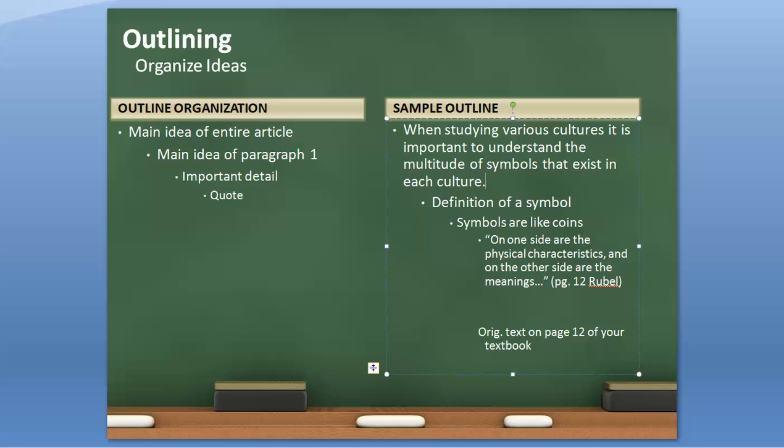Again, we're beginning with the main idea of the entire article. So when studying various cultures, it is important to understand the multitude of symbols that exist in each culture. I would say that's the main idea of the article. Then I move on to, and again, I'm looking at the very first paragraph. It's only lines 1 through 5 on page 12. So after looking at the main idea of the whole article, then I'm looking at the main idea of the first paragraph.